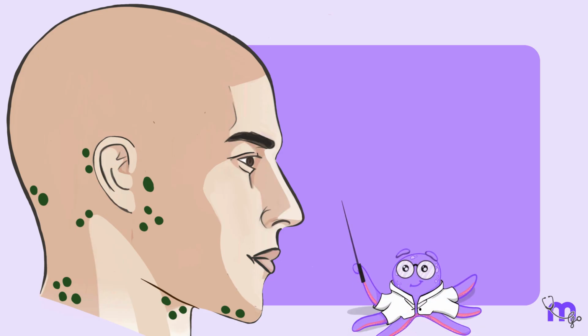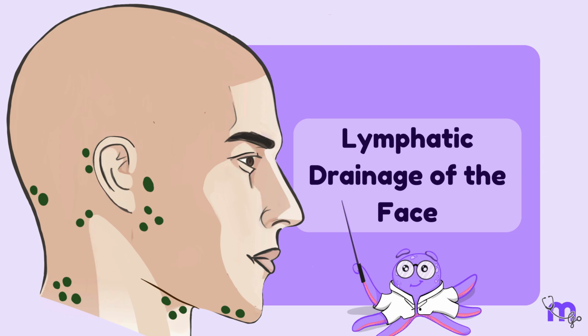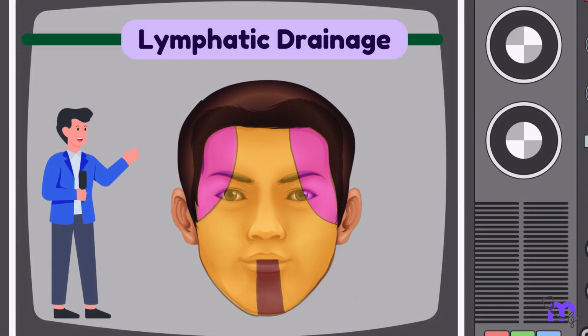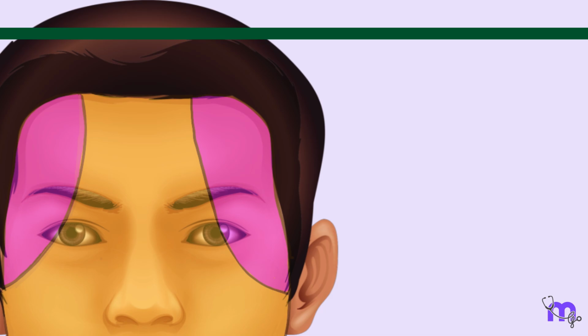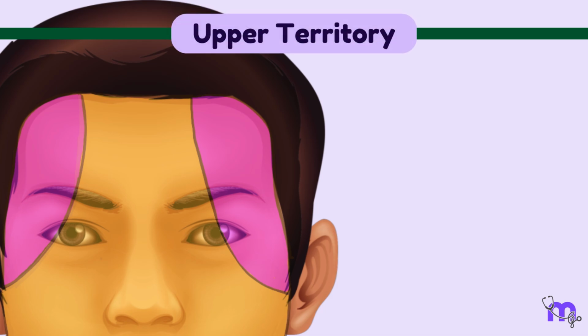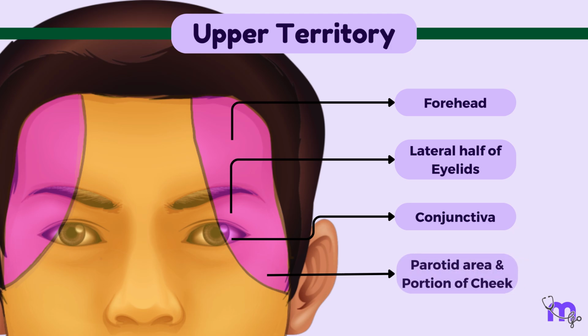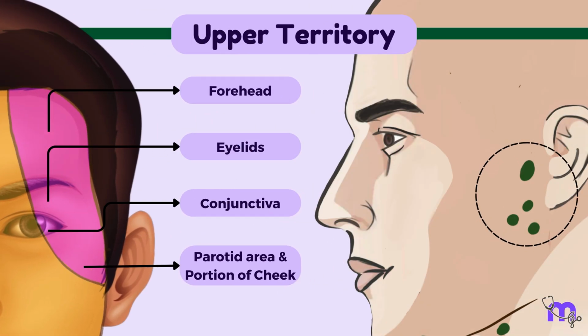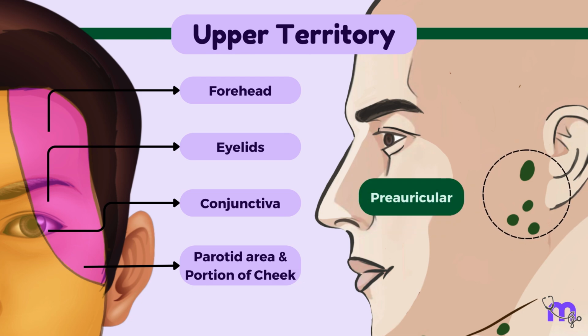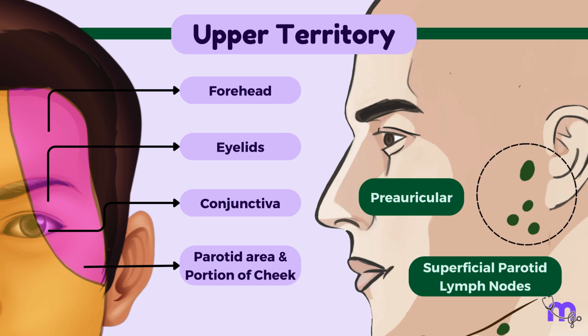Let's now learn about the lymphatic drainage of the face. Lymph from the face is drained from three regions. First up, we have the upper territory, which includes the majority of the forehead, the lateral half of the eyelids, including the conjunctiva, the parotid area, and the adjacent portion of the cheek. The lymph from these areas drains into the preauricular lymph nodes, which are also called superficial parotid lymph nodes.